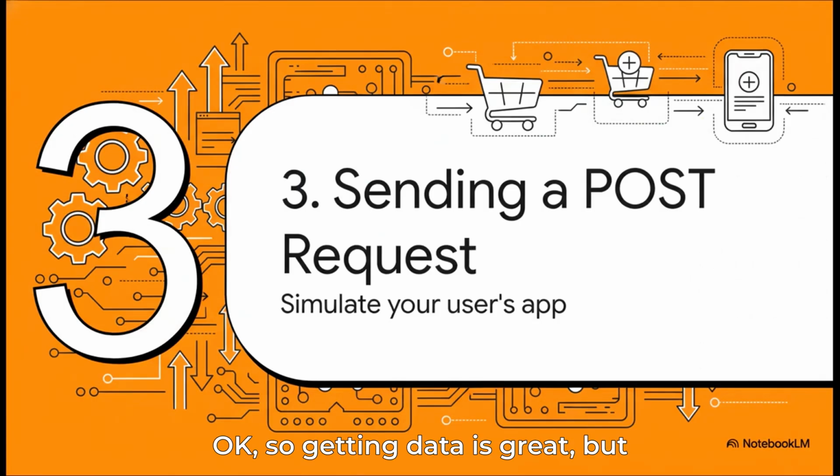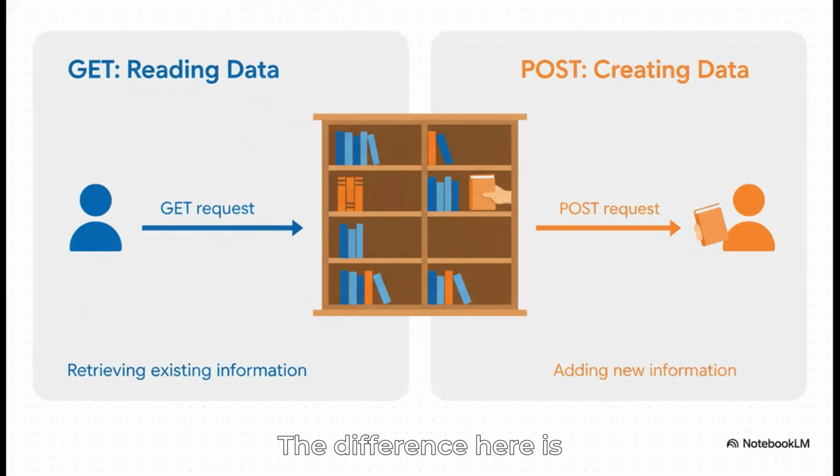Okay, so getting data is great, but what about when a user is trying to create something? Like making a new post or adding an item to their shopping cart. For that, we use something called a POST request. This lets us simulate exactly what the user's application is trying to do. The difference here is actually really simple. A GET request is like reading a book from the library. A POST request, on the other hand, is like writing your own book and adding it to the library's collection. You're not just asking for data, you're sending new data to be stored.